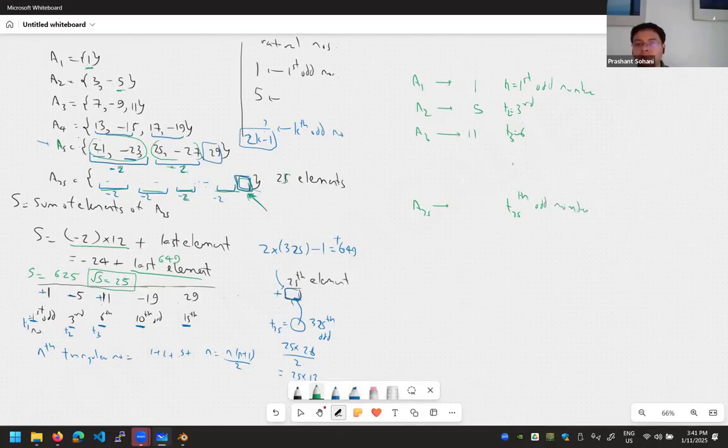And we found T25 as 325. So we are interested in the 325th odd number, which is 2 into 325 minus 1. So that is what we got here. Once you get the last element, then you come back to the original calculation and find the answer. You see, within one sequence you had one more sequence, and within that sequence you had one more sequence. So it was a convoluted problem. But if you observe carefully and complete the pattern, you will get the answer.